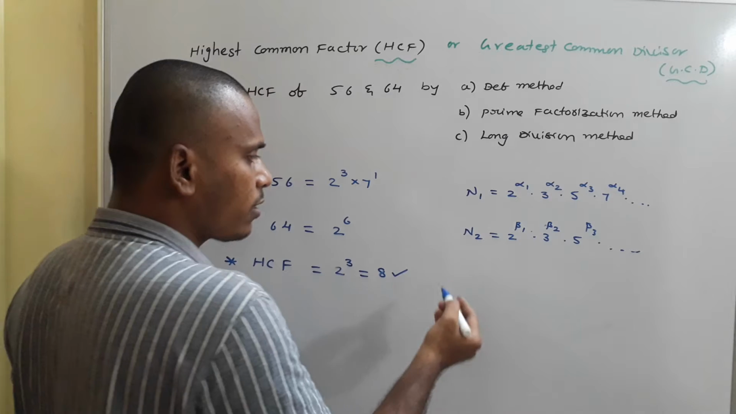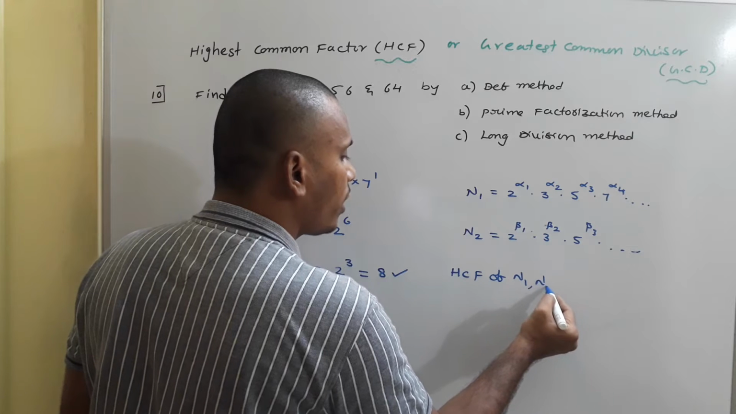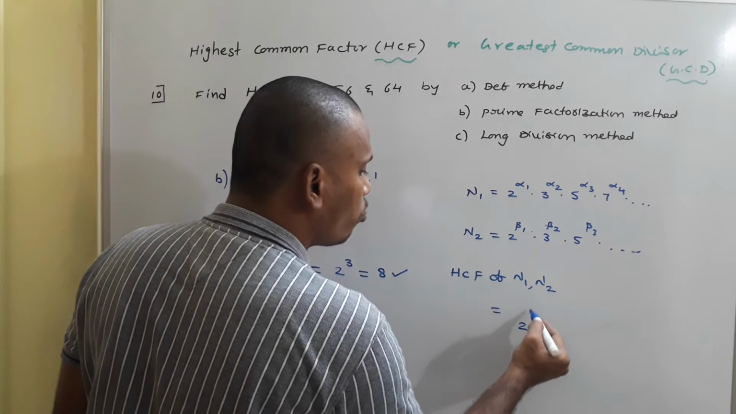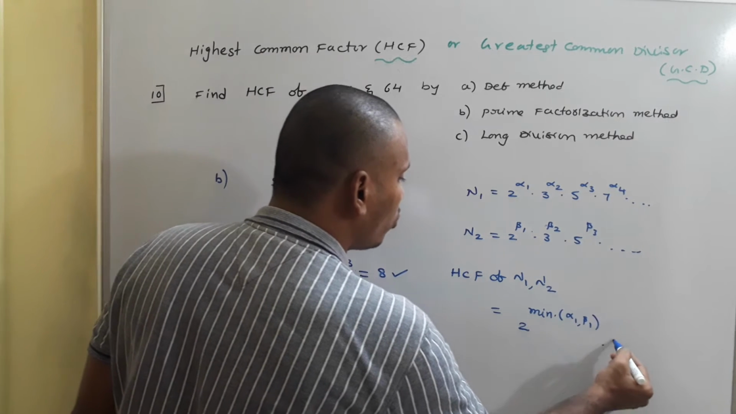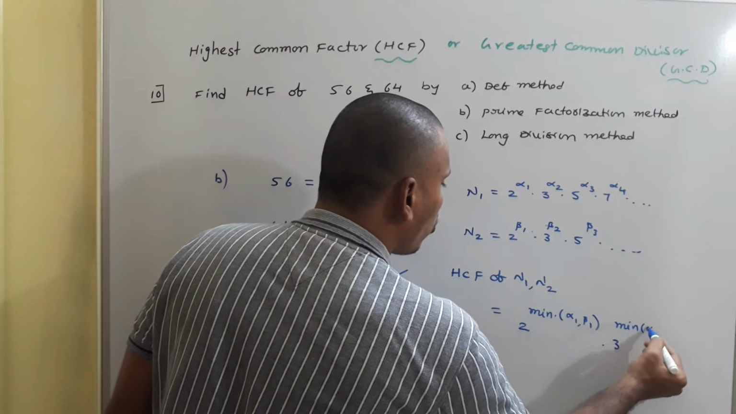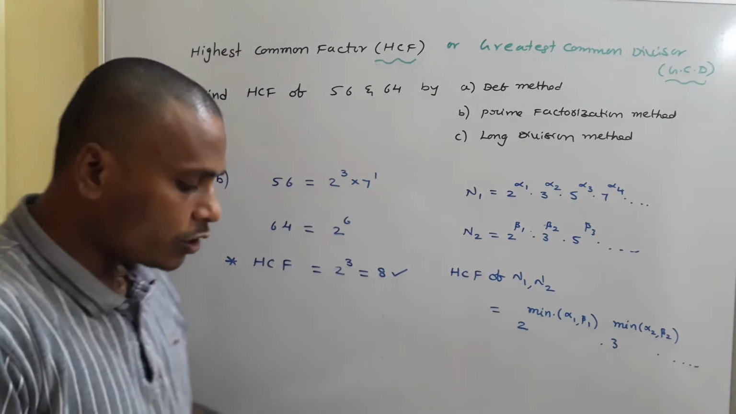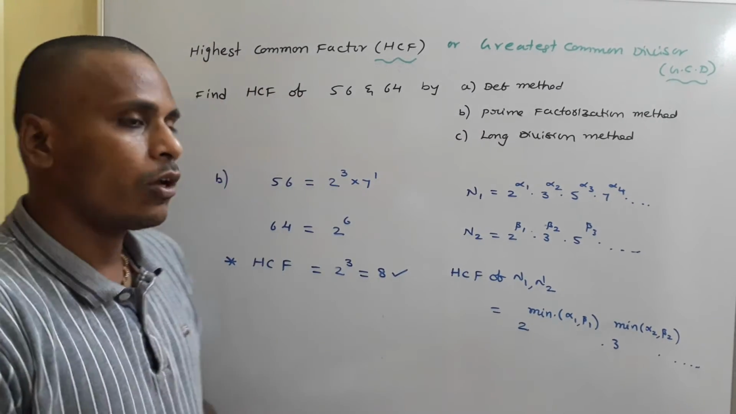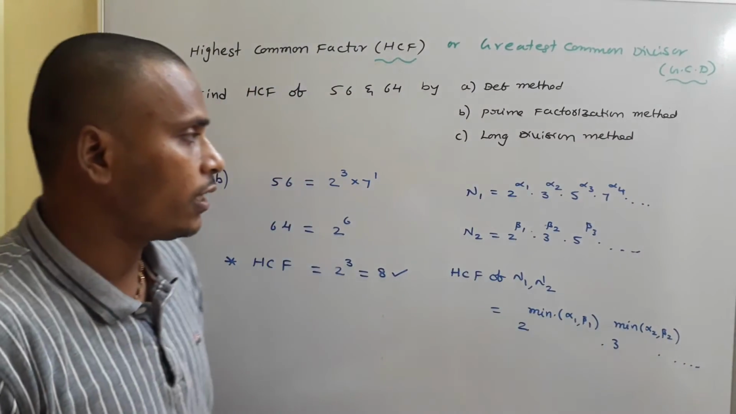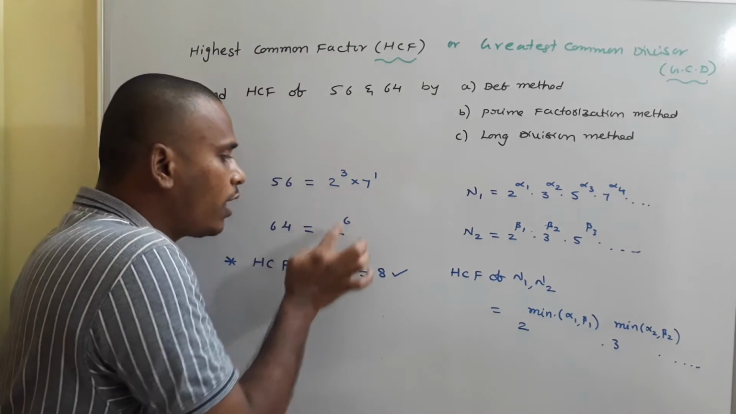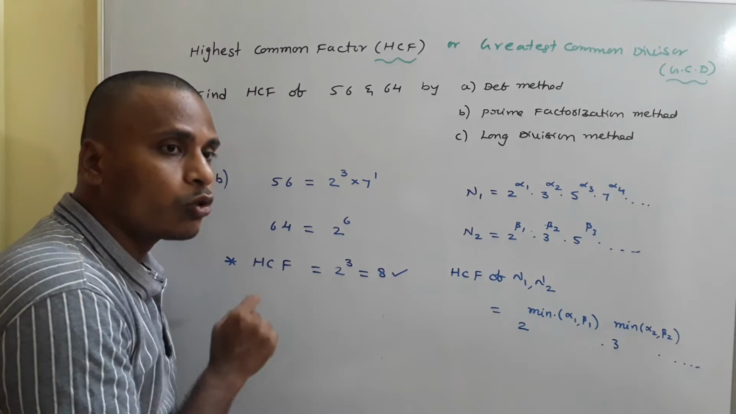So in this case, if you wish to write the HCF of n1 comma n2, it is simply 2 power minimum value of alpha 1 comma beta 1, into 3 power minimum value of alpha 2 comma beta 2, into, like that we need to continue. So always you need to identify the minimum value in the powers of 2, as well as in the powers of 3, as well as in the powers of 5, like that. Just observe here 2 power 3 and 2 power 6. Among these 3 and 6, 3 is the minimum value, so we mention here 2 power 3.